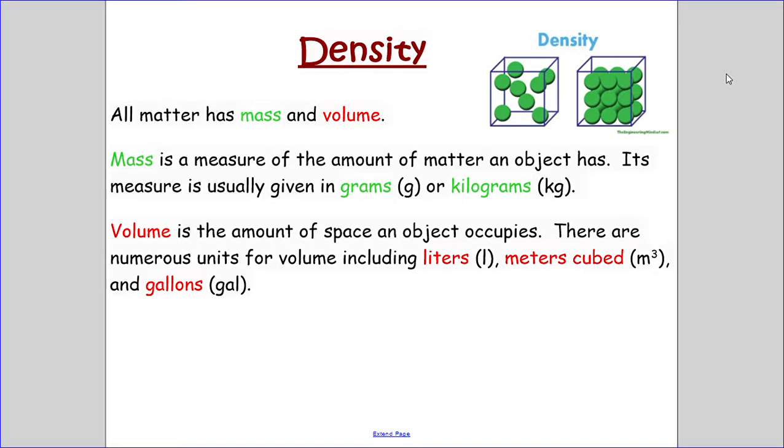So in today's class, we're really going to be moving and focusing in on density. We talked before a little bit about matter. Matter has mass and volume, where the mass is the amount of matter an object can have. So how crammed an object can be, as you can kind of see by that picture up there. Its measure is usually given in something like grams or kilograms. It's a fairly steady unit. Volume is the amount of space an object can occupy. So there's numerous units for volume, including things like liters, cubic meters, gallons, milliliters. You'll see a whole whack of different units that kind of play in with volume, and they're all connected.